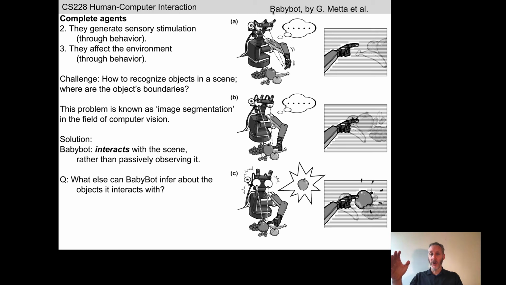BabyBot has one arm, which you can see here. BabyBot can send signals to its arm, so it can move its arm. And we're going to put a whole bunch of objects in front of BabyBot here. Basically, we're going to just start with the image segmentation problem. Can BabyBot figure out what exists in the world around it? Can it segment the fruit from the background of the table?